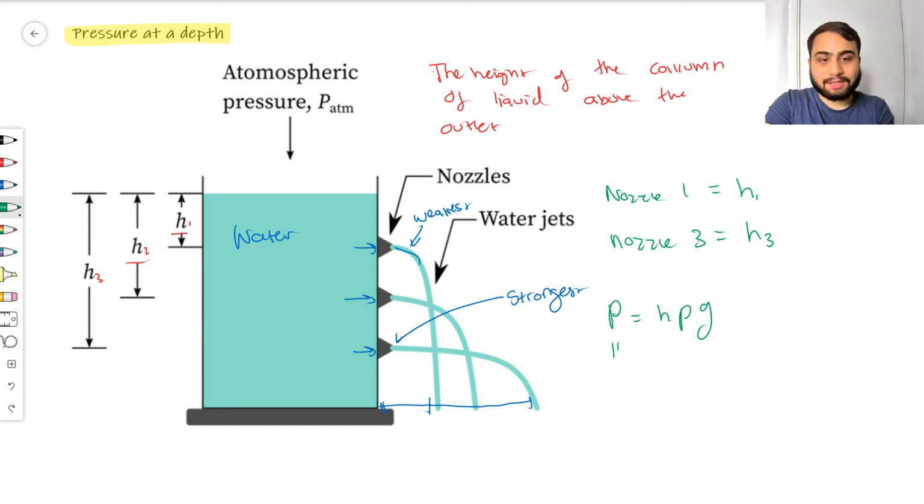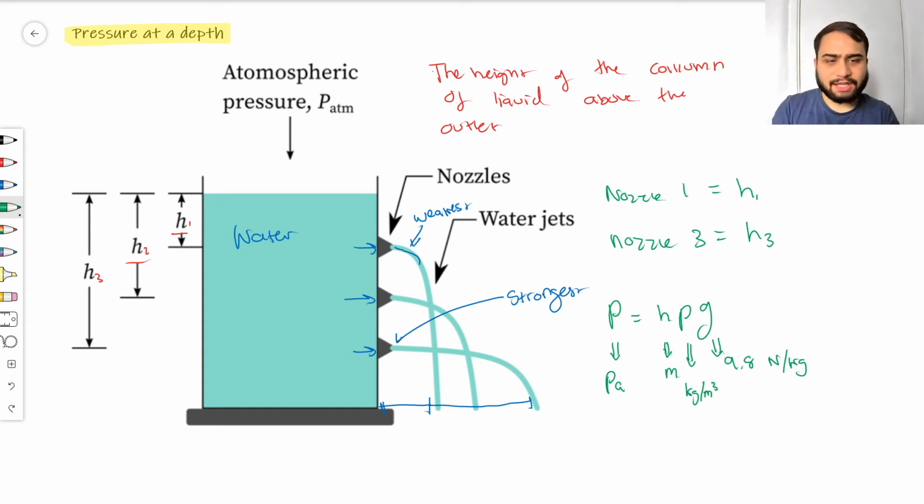So let's have a look at some of these units. Pressure here is just normal pressure, so it's in pascals. h is the height of the column of liquid, which is in meters. Rho is the density of the liquid itself, so that is in kilograms per meter cubed. And g is gravitational field strength, which on Earth at sea level is 9.8 newtons per kilogram. So we have these three things, but what is this equation really showing us?